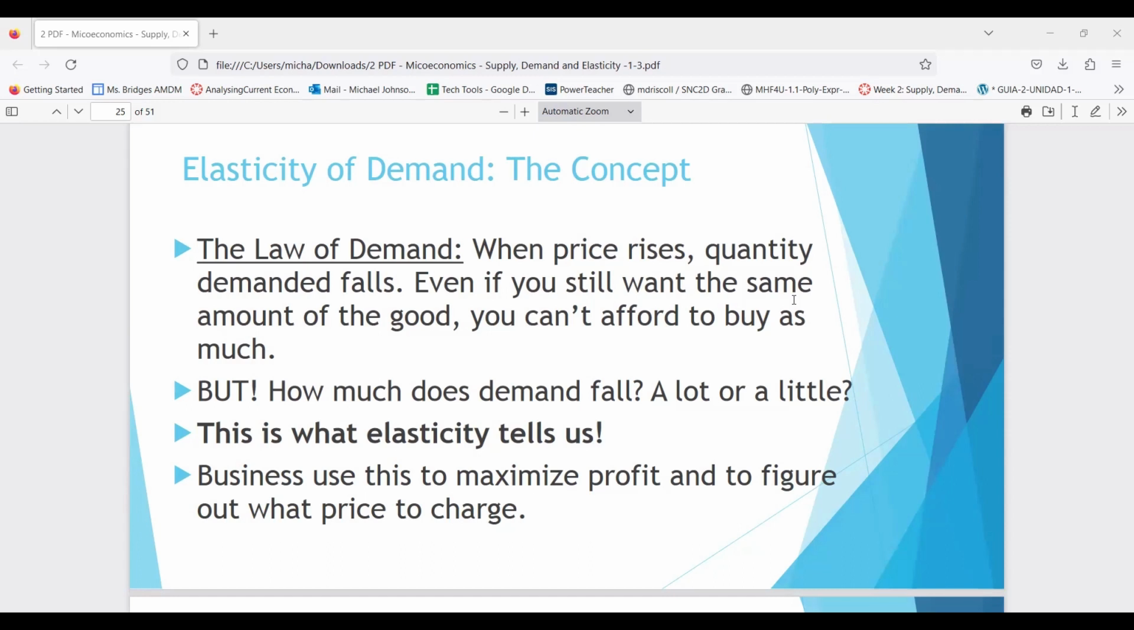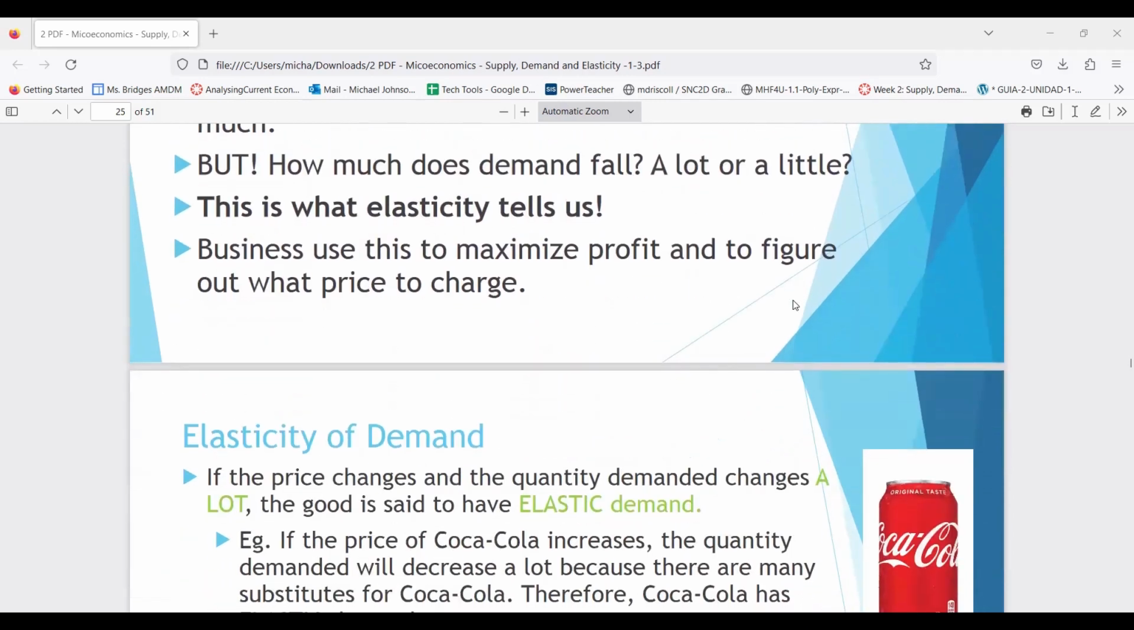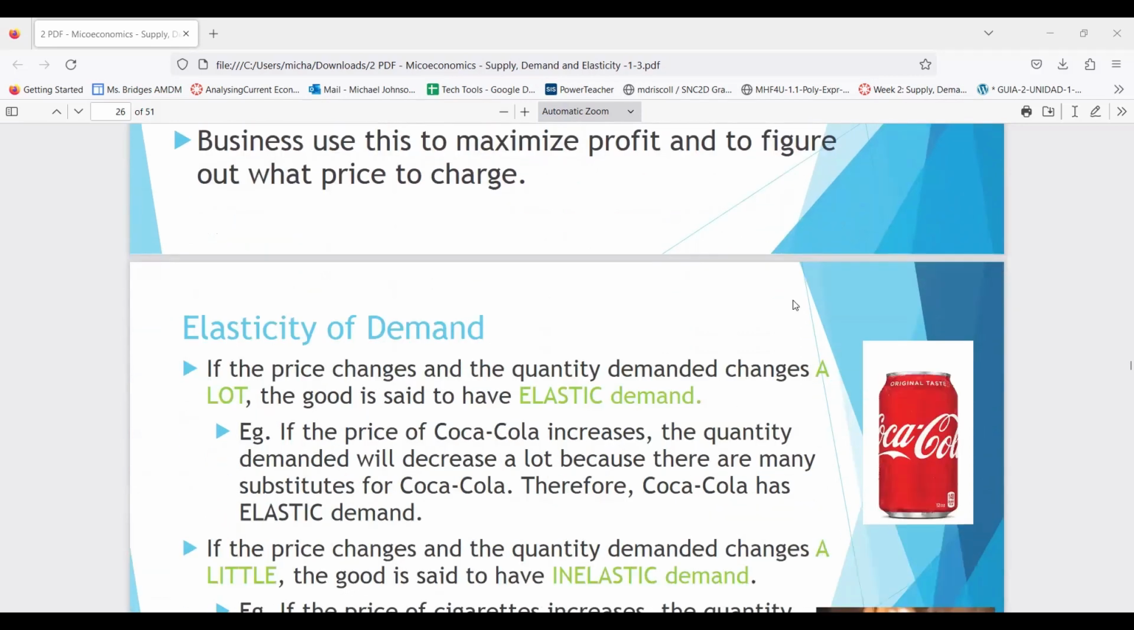So law of demand: when price rises, quantity demanded falls. So even if you want the same amount of the good, you can't afford to buy as much. So how much does demand fall? A lot or a little? Elasticity tells us this.